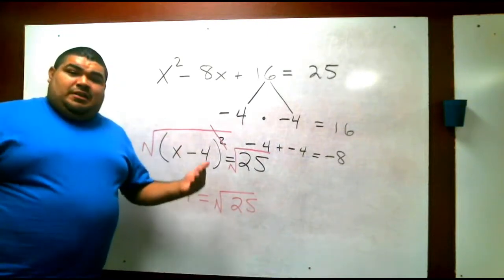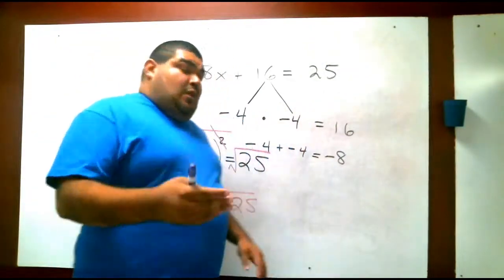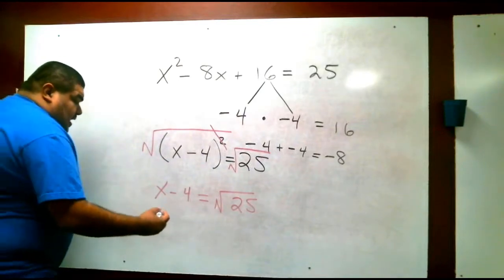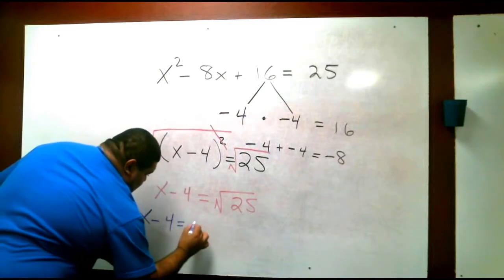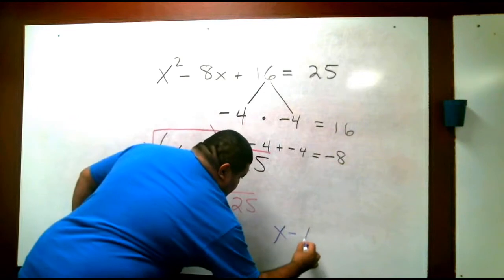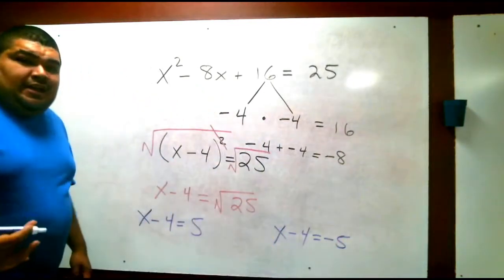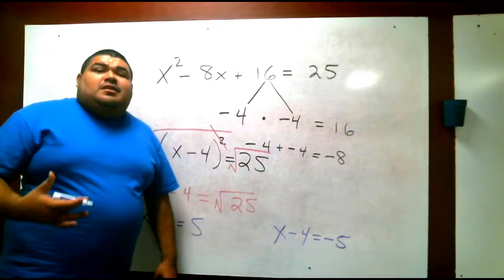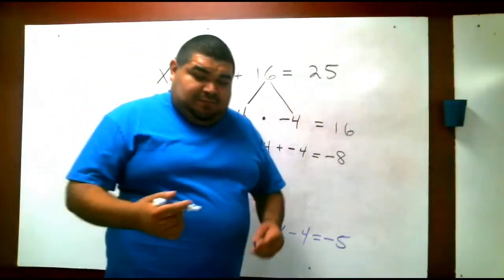So that's our dilemma here. We have a positive and a negative. So we're going to break down that equation into two problems. We're going to have x minus 4 equals 5 and x minus 4 equals negative 5. The reason why is that 25 can be written two ways, 5 squared or negative 5 squared. They both give you 25.